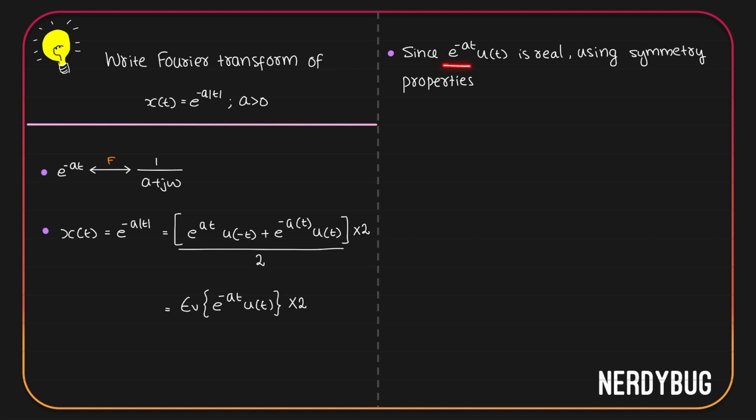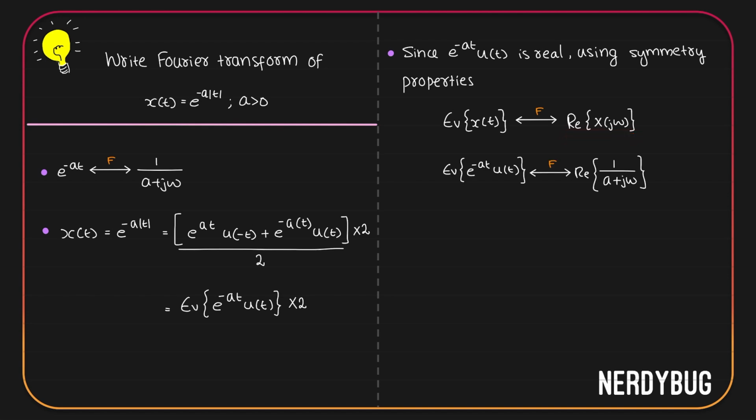We know e raised to minus at u of t is real, so we can use the symmetry properties. That is, Fourier transform of even part of x of t is simply the real part of x of j omega. Applying that here, Fourier transform of even part of e raised to minus at u of t will be the real part of Fourier transform of e raised to minus at u of t. Here it is 1 by a plus j omega.